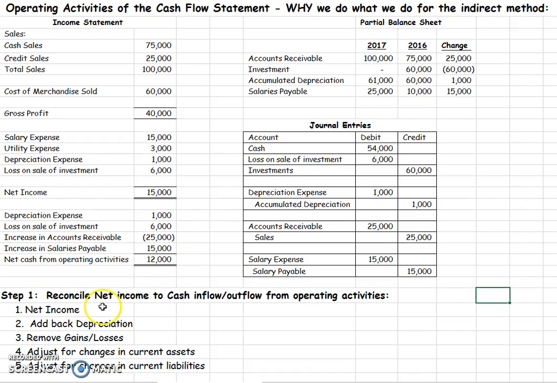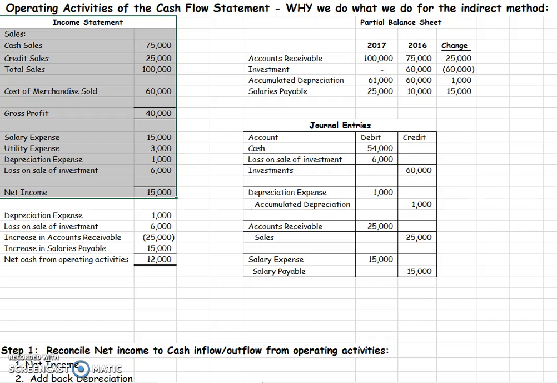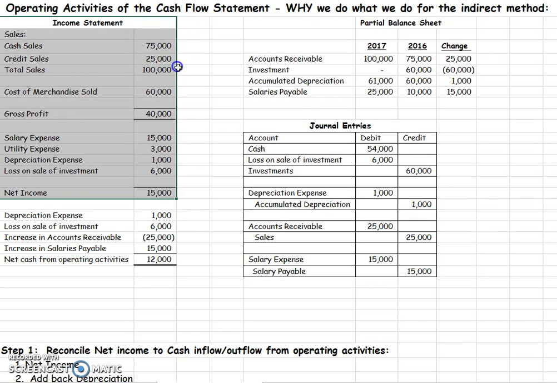Alright, so the steps to do the operating activities section starts with net income. And here's my income statement. So net income is $15,000, but notice that it has mostly operations in it, but a few items that weren't cash, and also at least one item that doesn't have to do with the daily operations of my company. So we're going to adjust for those items. So here's my steps. First, I'm going to start with net income, which I did right here. Next, I'm going to add back depreciation.